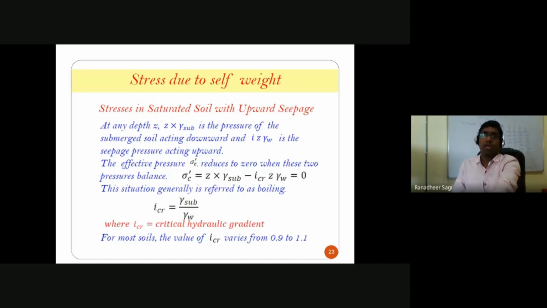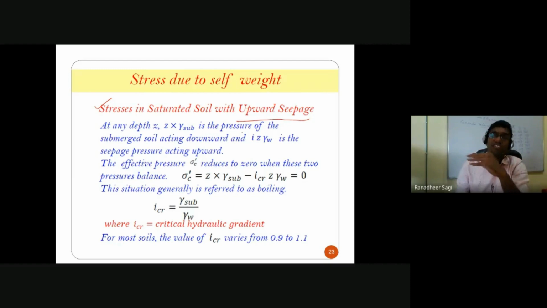Okay, so now whenever we are looking at stresses in saturated soil for an upward seepage condition, we come across a critical case, as I told you earlier, when the effect of the submerged weight of the material acting in the downward direction is balanced by the effect of the seepage pressure additionally coming into picture. So the effective strength of the soil automatically reduces, and at some point of time it becomes zero.